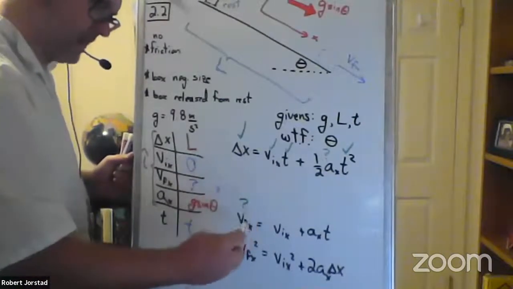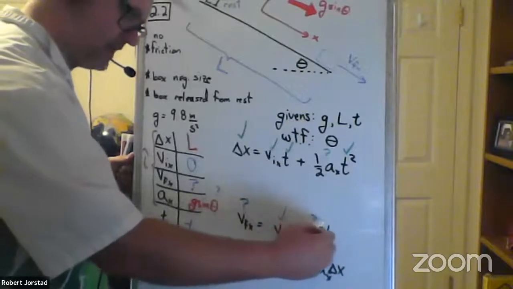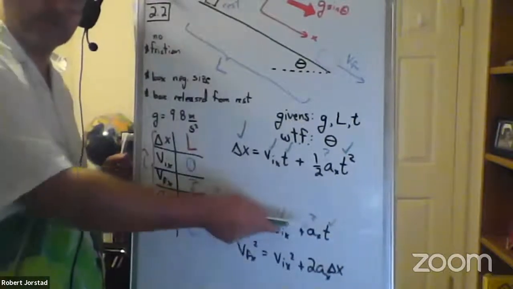So I wouldn't even bother with these other two, but you could do this. Well, what about this? I don't know that. I do know that. I don't know that. I do know that. This is not the best equation to start with.